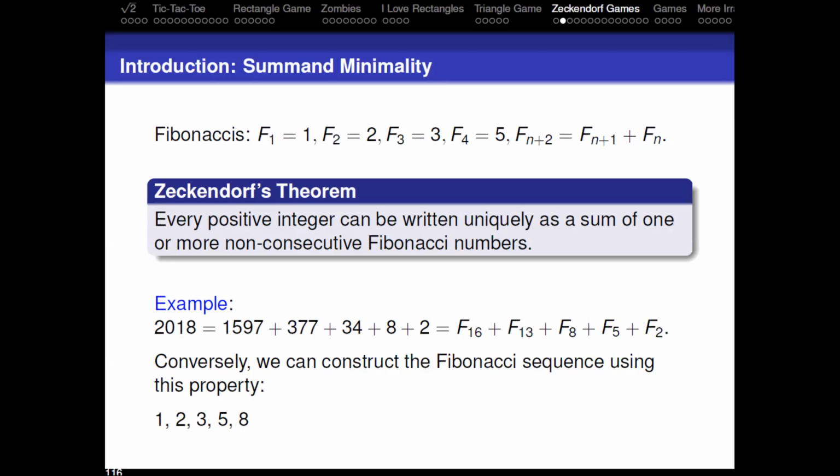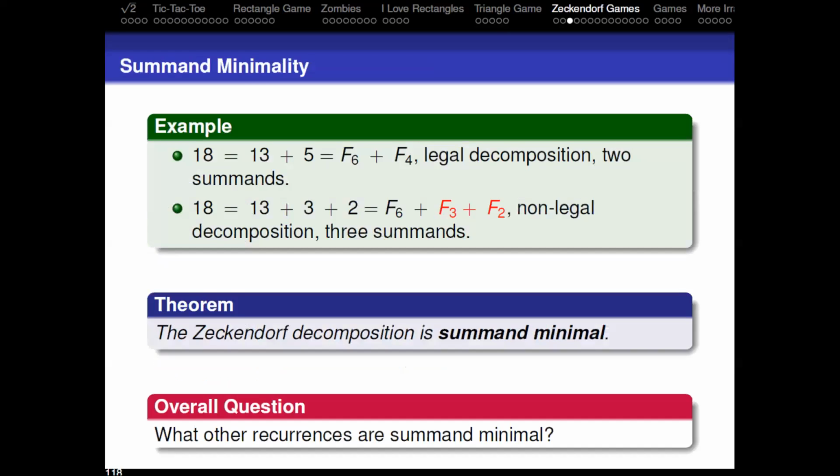Can I get the number 9? Yep, that's 8 plus 1. Can I get 10? 2 plus 8. Can I get 11? 3 plus 8. Okay, can I get 12? 1 plus 3 plus 8. Excellent. Can I get 13? No. As you see, 13 needs to be added, and so on and so on. So it turns out these are two equivalent definitions.